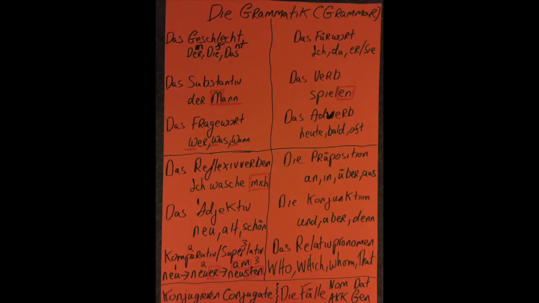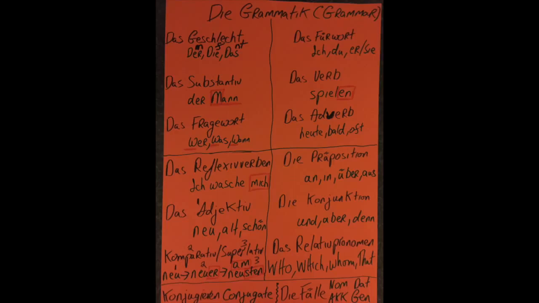Okay, "ich wasche mich". Under that is an adjective. Adjectives explain more about a noun, a quality or state of being. I have an example of neu, alt, schön: new, old, and beautiful or lovely. Underneath that, where you have the number 2, is a comparative, where you're comparing one thing versus another.